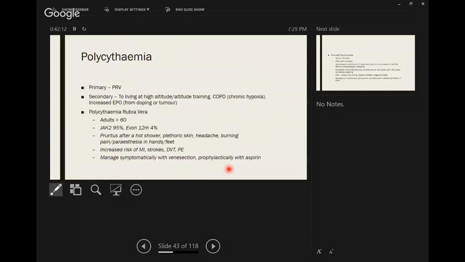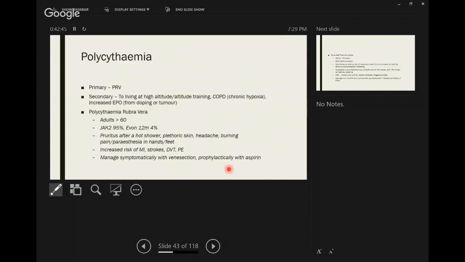So polycythemia means extra red blood cells, and primary can be because of polycythemia rubra. Secondary can be because you're living at a high altitude or altitude training, COPD, or increased EPO from doping or renal cell carcinoma. PRV is most common in adults above 60. It's usually due to a JAK2 mutation in 95%. That's buzzworthy. Even 12M in 4%. Unlikely. It's usually JAK2 that they test.